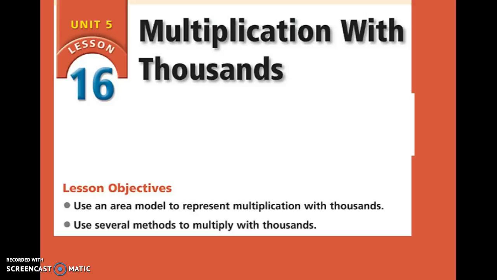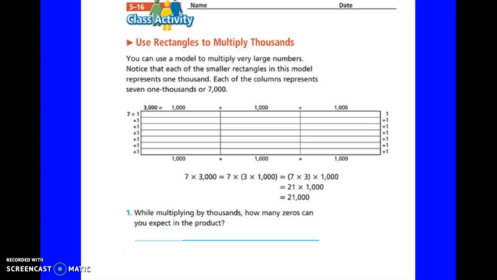This is Mrs. Naslund here, and today we're going to do Unit 5, Lesson 16, Multiplication with the Thousands. Our learning target today is I can use an area model to represent multiplication with thousands, and I can use several methods to multiply with thousands. All right, first we'll take a look at the area model.